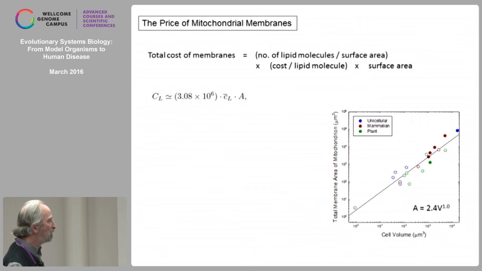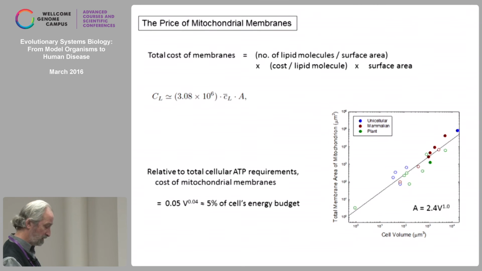This is the total cost of lipids. We divide that by the energetic cost of building the whole cell. So then that gives us the cost of making mitochondrial membranes, what fraction of the total energy budget of the cell it is. And this turns out to be almost independent of cell volume. It's about 5% of the cell's energy budget. So in eukaryotic cells, about 5% of all our energy is being used just to build those membranes of the mitochondria that we need to provide us with the energy to build everything else, including them, if that made any sense.